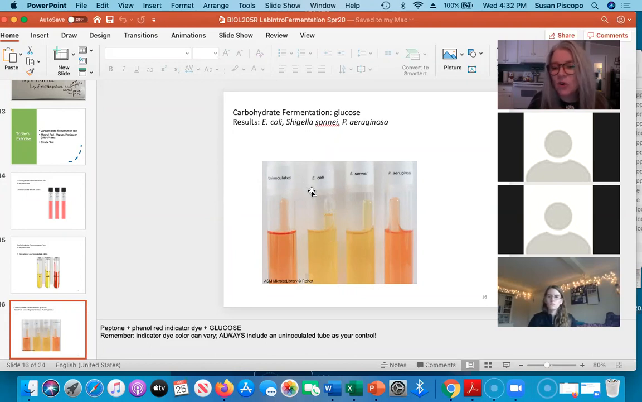Finally, here's our E. coli. E. coli is kind of famous for being able to ferment a whole lot of different things. And sure enough, E. coli can ferment glucose. It produces an acid and turns the media yellow. And if you look up, there's a gas bubble right at the top of the Durham tube. You can see the Durham tube looks white up here or clear. And that's because there's a little bubble of gas trapped up there. So we have 3 very different results in this particular carbohydrate test.